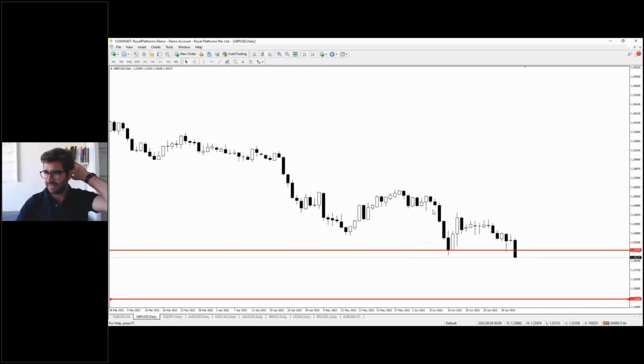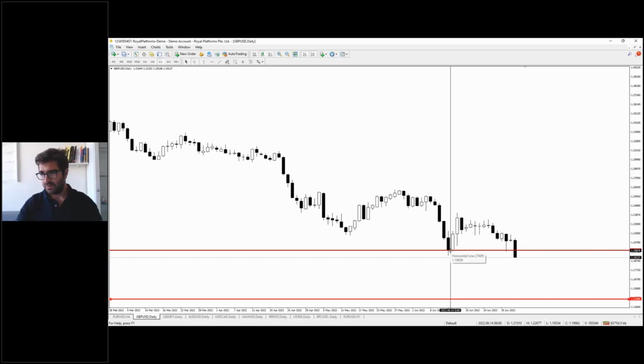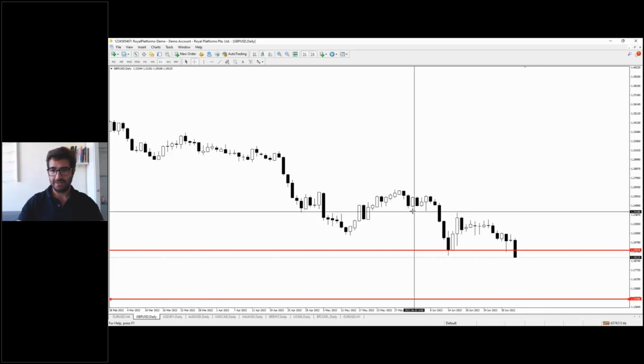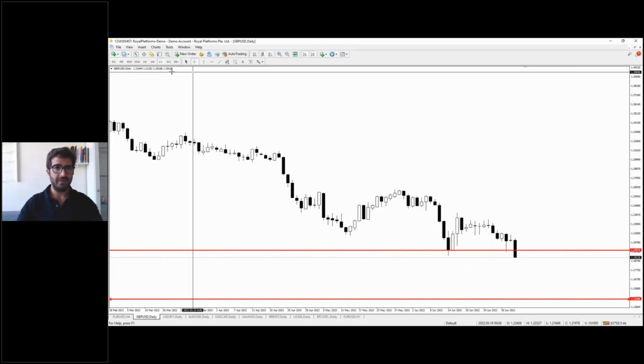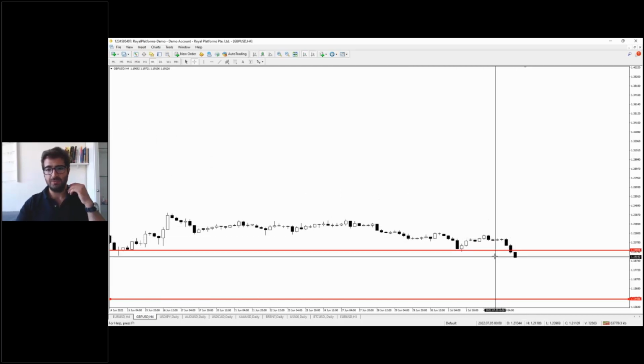You can see the market is moving to the downside. We have a strong area here around 1.1987, and the market is testing this area on the daily time frame. You can see we have a huge move to the downside on the lower time frame. We have 1, 2, 3 bearish bars.